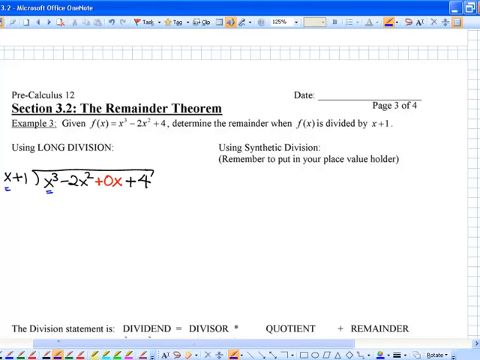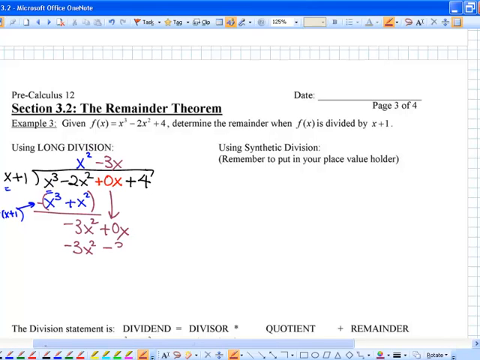x times what gives you x cubed? How about x squared? We'll take x squared times x plus 1. That's just x cubed plus x squared. Okay, by the way, if you didn't see how I got that, once again, that's what I did. We'll subtract. x cubed minus x cubed is 0, negative 2x squared minus x squared is negative 3x squared. Oh yeah, let's bring down the 0x and ask yourself, x times what gives you negative 3x squared? How about negative 3x? Okay, negative 3x squared minus 3x. We'll subtract once again. Getting scary. 0 minus negative 3x is positive 3x.